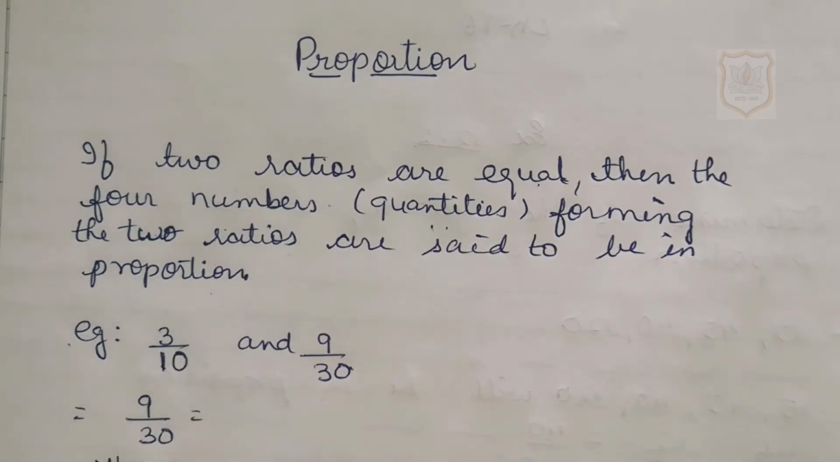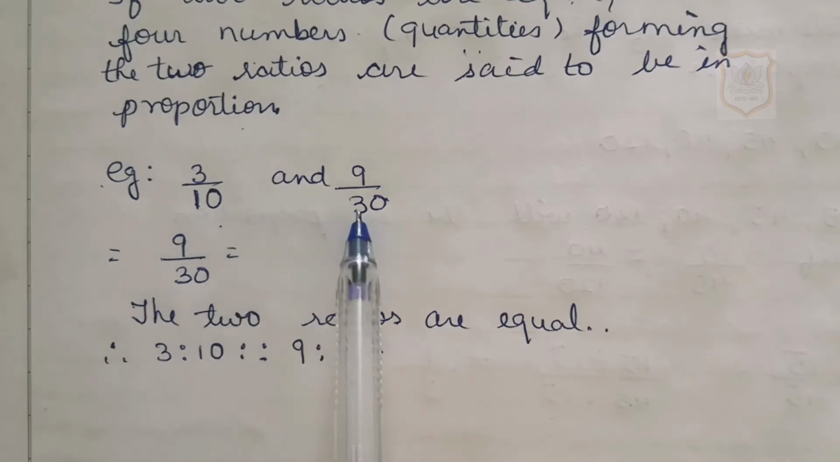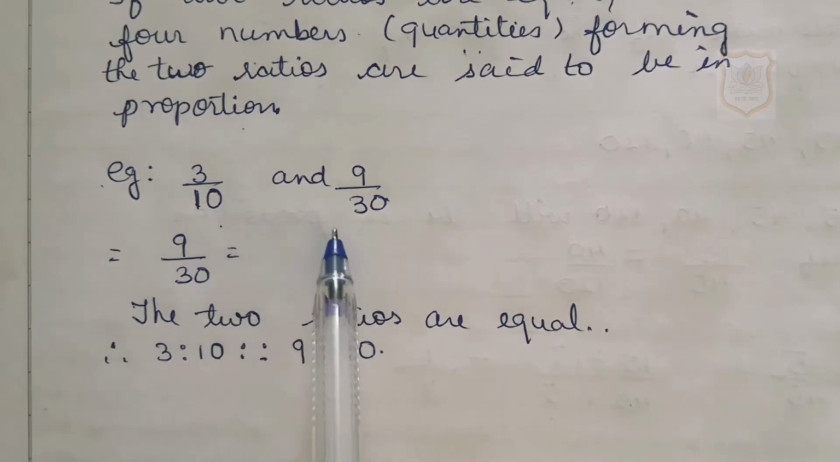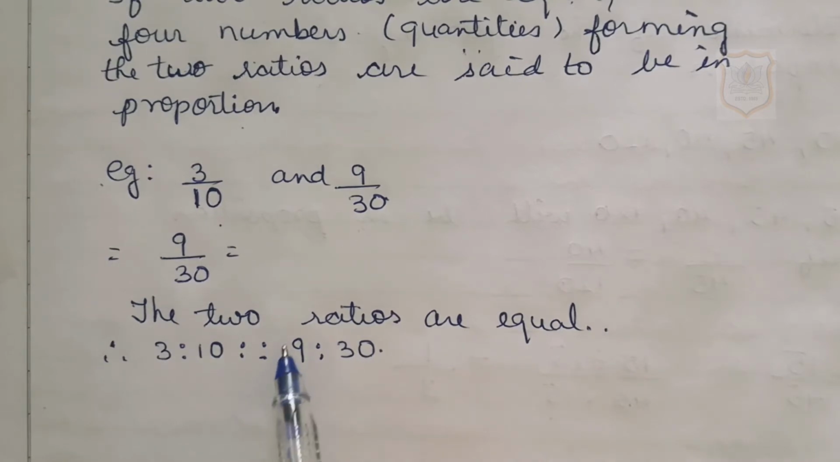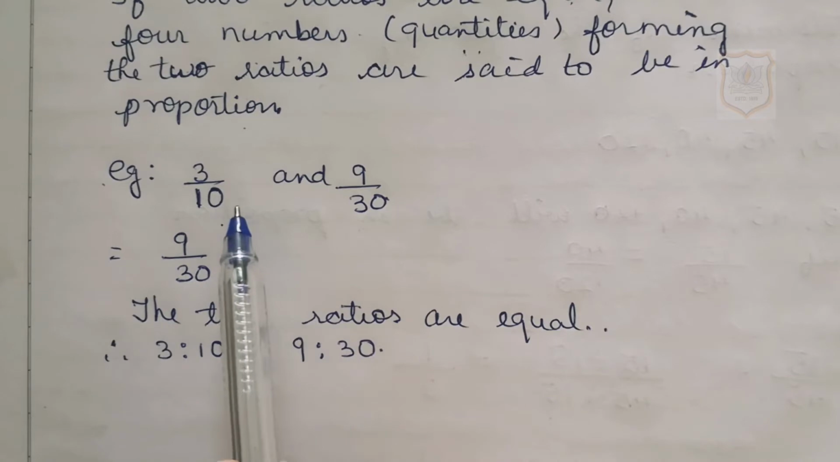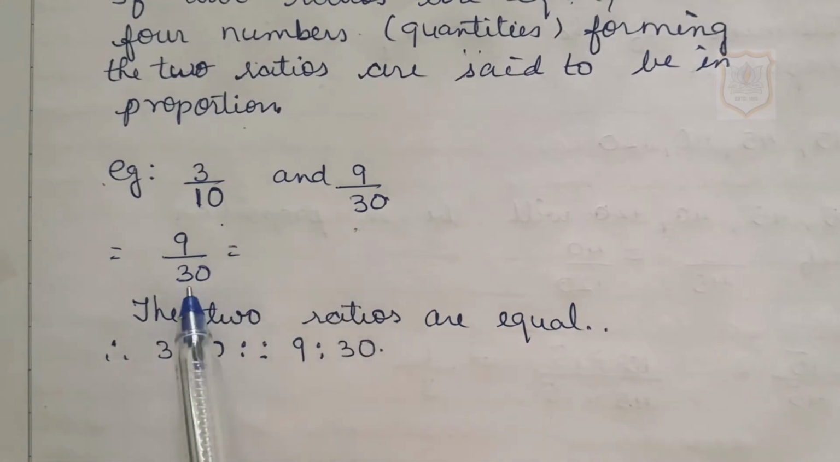I will explain this with the help of an example. Example: 3:10 and 9:30, that is 3/10 and 9/30. These two ratios are given. We have to find out whether they are in proportion or not, and to find out if they are in proportion, we have to find out whether they are equal or not. To find out, first we have to find the simplest form of these ratios. Here 3/10 is itself in its simplest form. Then we will find out the simplest form of 9/30.